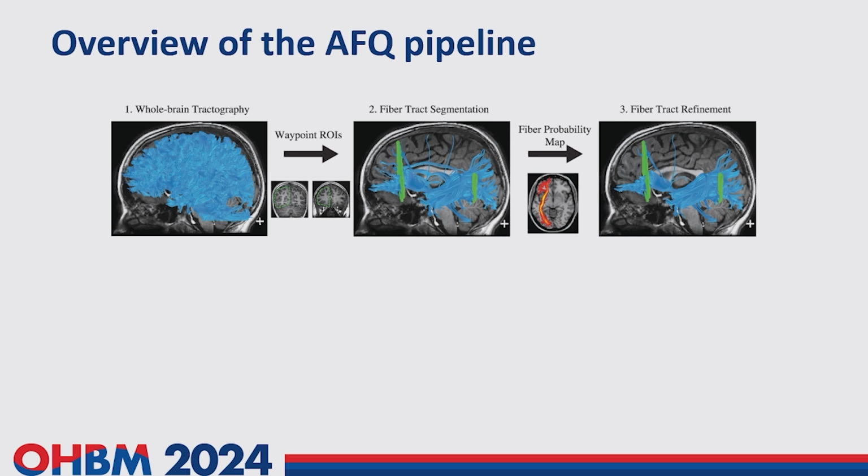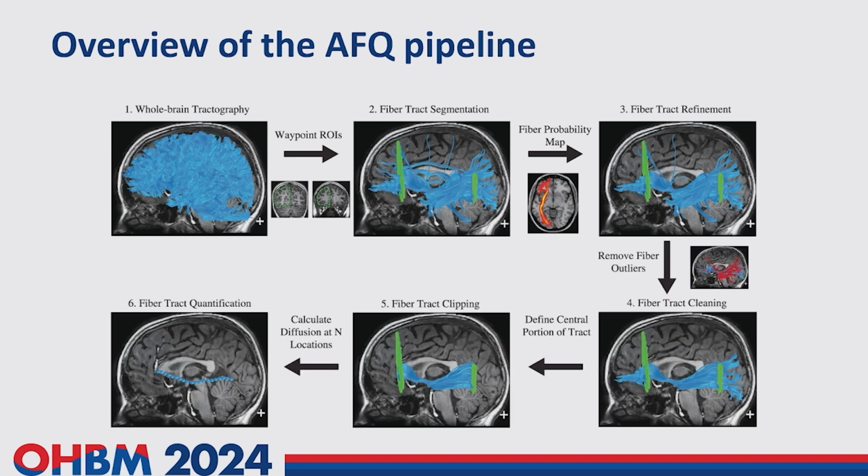There can, however, be situations where a streamline passes through the waypoint ROIs for two different bundles, and AFQ solves such issues by also using a probability map of each bundle. In this case, a streamline will be assigned to the bundle that it overlaps with most strongly, so that in the end, each streamline is only assigned to a single bundle. After that, the resulting bundle is often cleaned, it's sometimes clipped to in between the waypoint ROIs, and then the microstructure properties of interest are measured or analyzed along the length of the bundle.